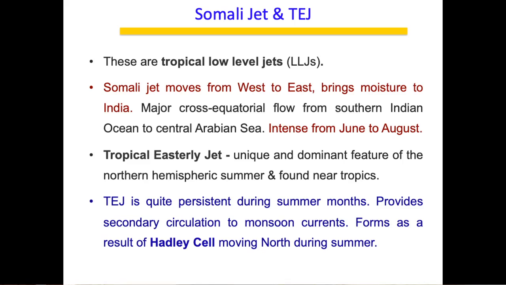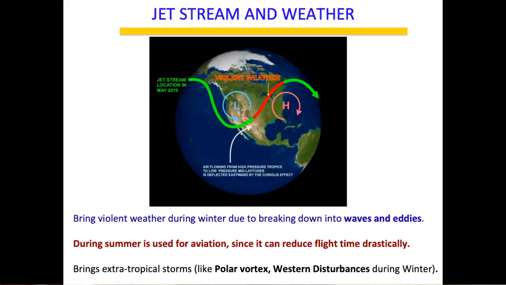Okay, and the TEJ forms because of the movement of the Hadley cell or ITCZ, which is the intertropical convergence zone. Because of the heating near the Tibetan plateau, the entire cell is pulled up to the north, and that creates this tropical easterly jet during the summer. During the winter, the Hadley cell moves back to the equator, thereby getting rid of this TEJ. That's why these are very ephemeral features. They are not present permanently. They are only there for a few months.